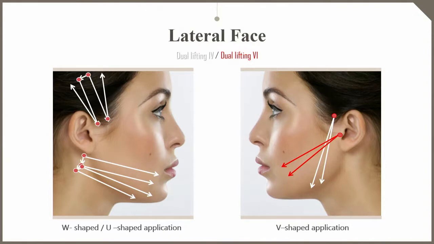But if I apply the thread on a more exposed part, like the sideburn or anterior part of the ear, I prefer to apply the V-shaped method because it can create less scar and less irregularity.